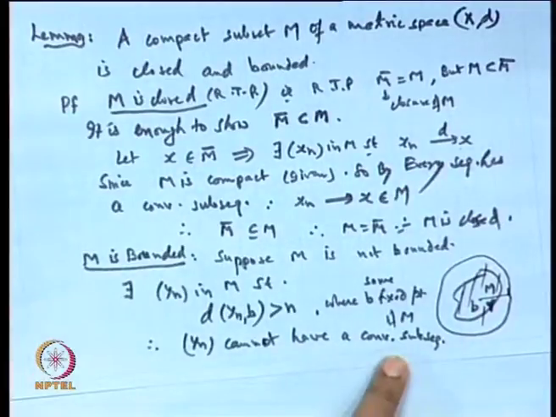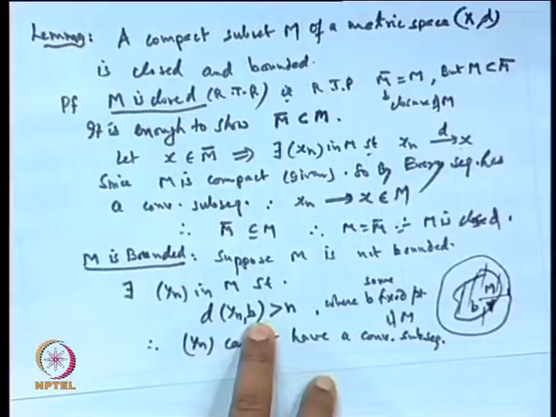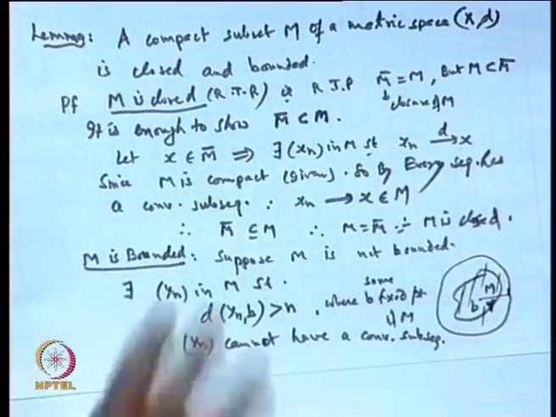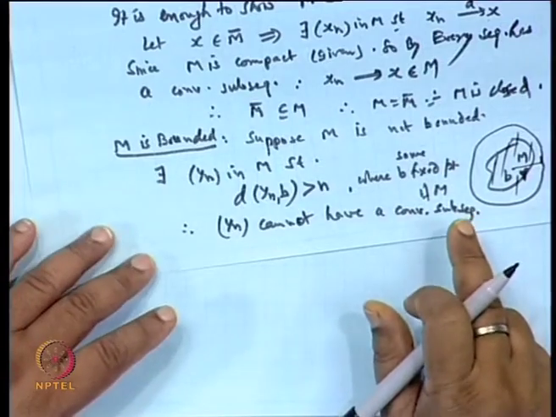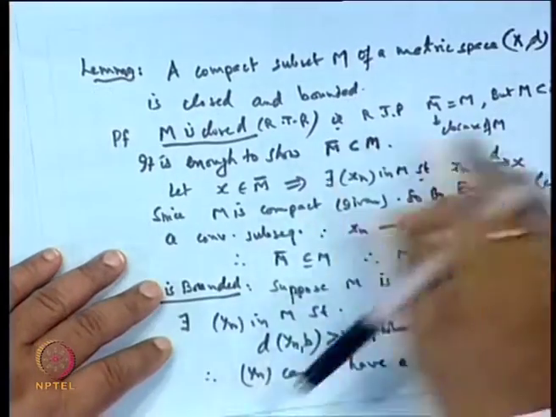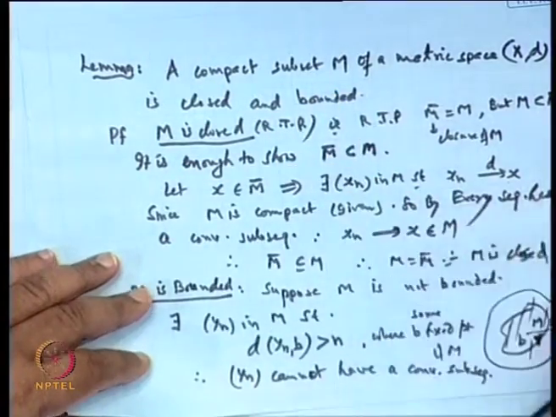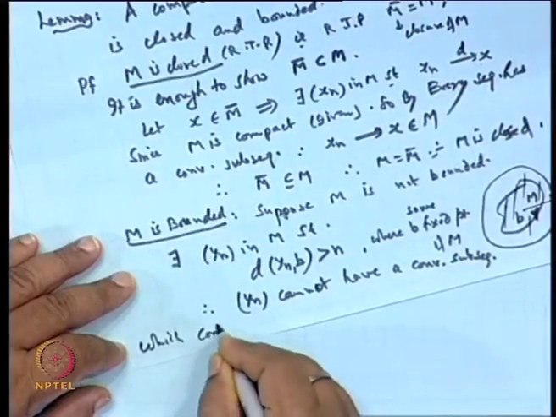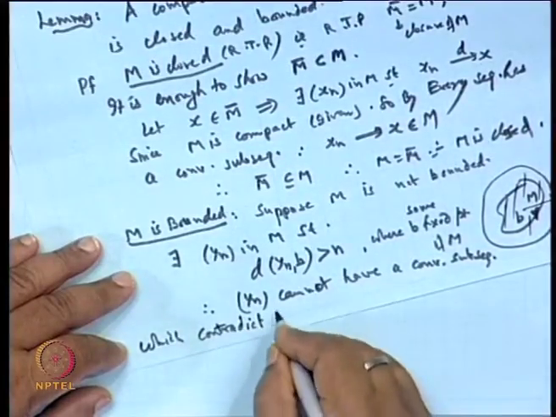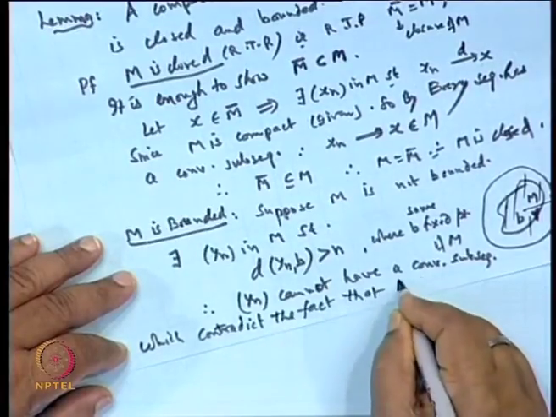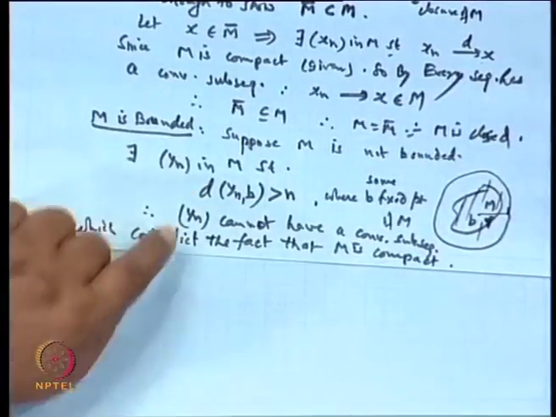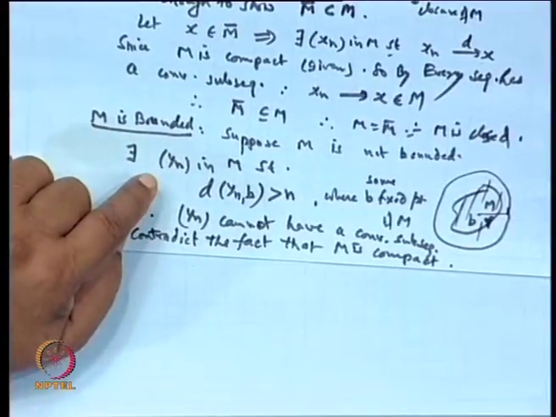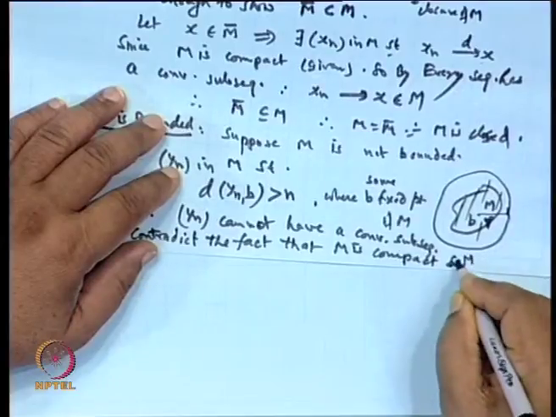Because if it has a convergent subsequence, its distance from B cannot be arbitrarily large. It will always converge to a certain point and the distance will remain less than a finite number. So this shows the sequence y_n cannot have a convergent subsequence, which contradicts the fact that M is compact, because by definition a set is compact if every sequence has a convergent subsequence. Therefore, our assumption that M is unbounded is not correct. Therefore, M is bounded.